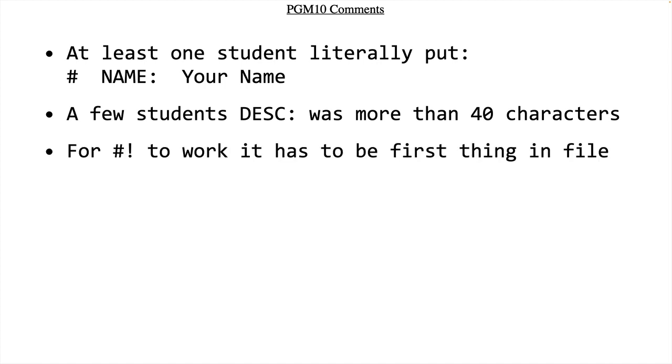A few students tried to use the pound bang notation, which is a good thing, but they put the description of the program and the standard header and then put the pound bang. Again, the pound bang notation will only work if the pound and the exclamation point are literally the first two characters in the file. So even if you put a new line, a blank line, then pound, exclamation point, it will not be acknowledged, because in that case it is the second and third character in the file as opposed to the first and second.